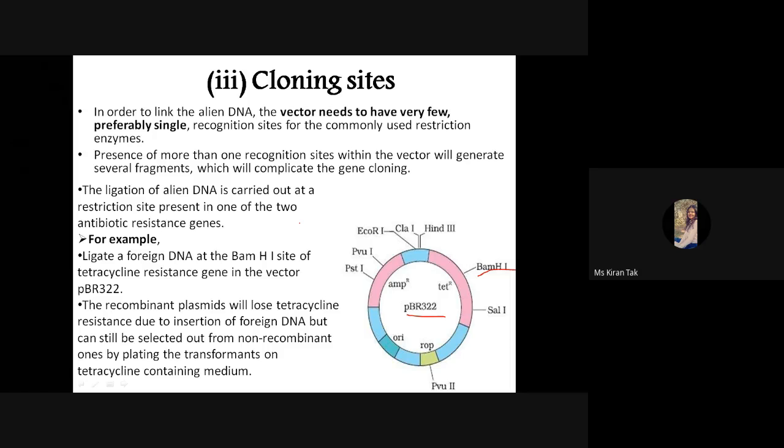The ligation of the foreign DNA or alien DNA is carried out at a restriction site present in one of the two antibiotic resistance genes. For example, if the foreign DNA is inserted in the tetracycline resistance gene, then the recombinants can be selected out from non-recombinant ones by plating the transformants on tetracycline containing medium, because the resistance is lost due to the insertion of foreign DNA.